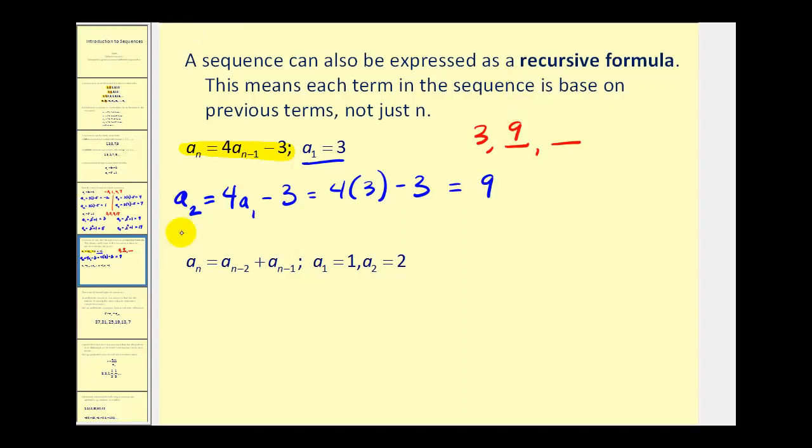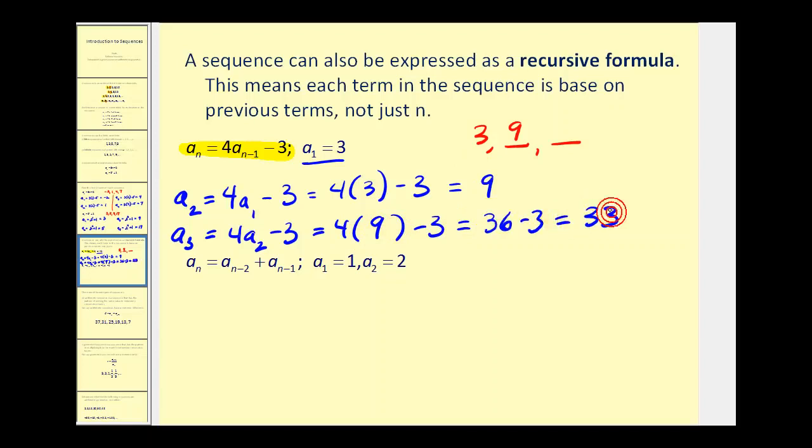Let's go ahead and find one more term. A sub 3 is going to be equal to, well, now n is equal to 3. So now we'll have 4 times a sub 3 minus 1. That'll be a sub 2 minus 3. That'll give us 4 times a sub 2, which we just found is equal to 9, and then minus the constant 3. So here we have 4 times 9 is 36 minus 3, so the next term is equal to 33. So as you can see with this process, if we wanted to find, let's say, the fifth term, we would have to keep going here and find the fourth term in order to find the fifth term.